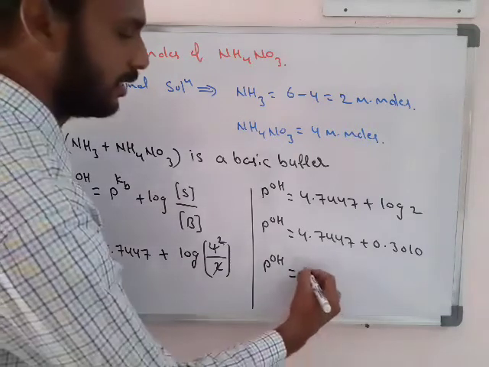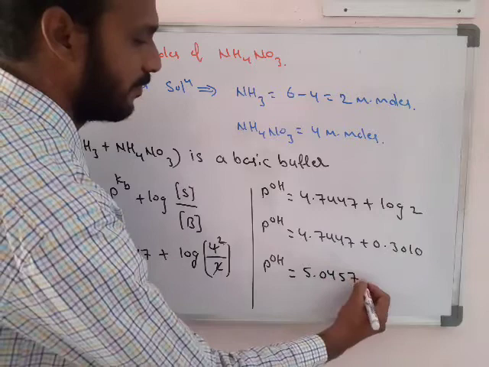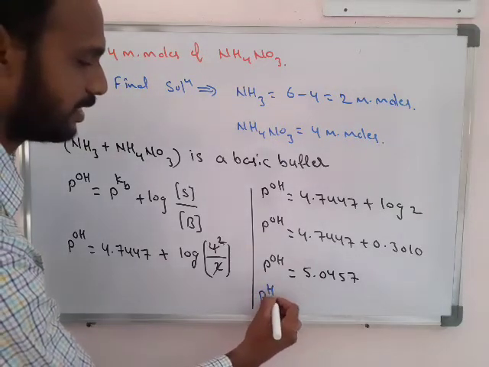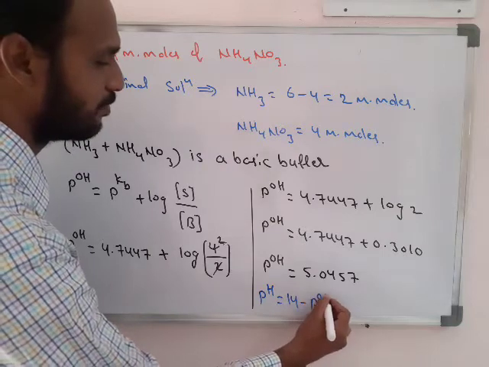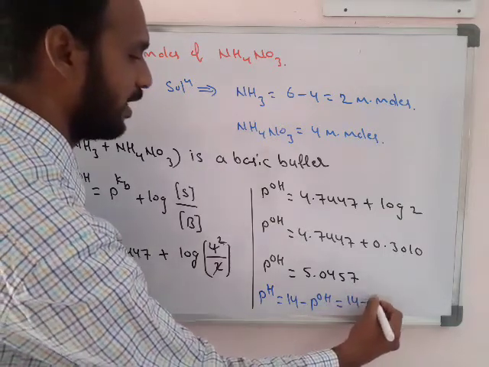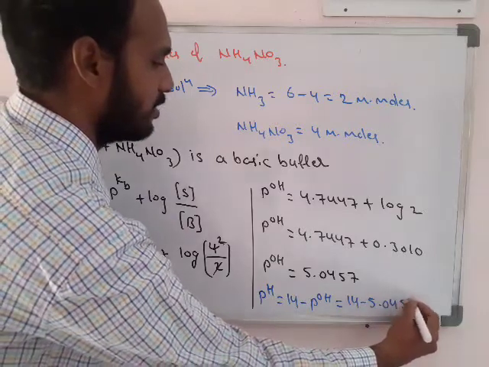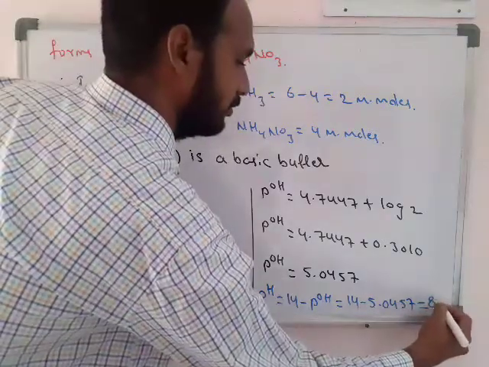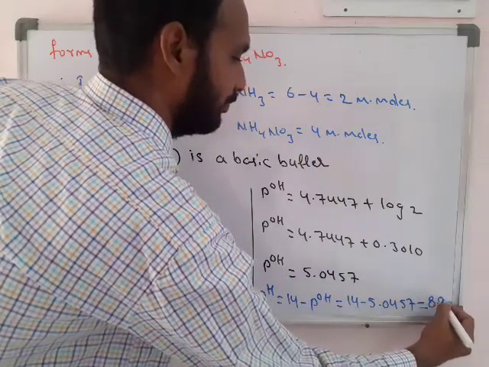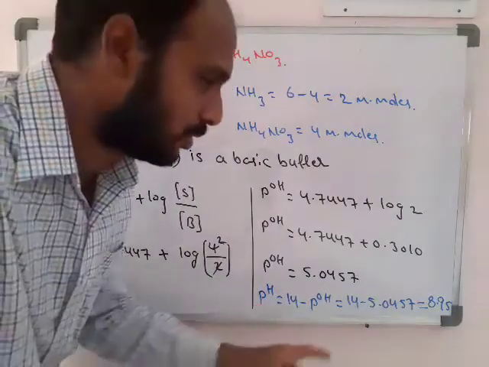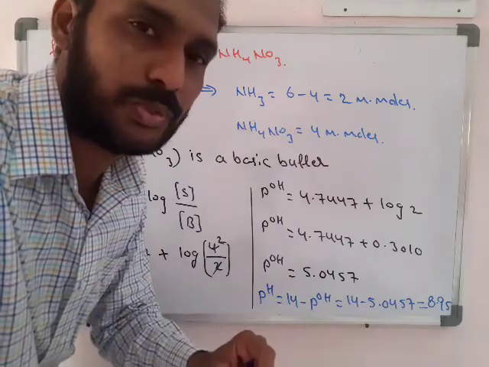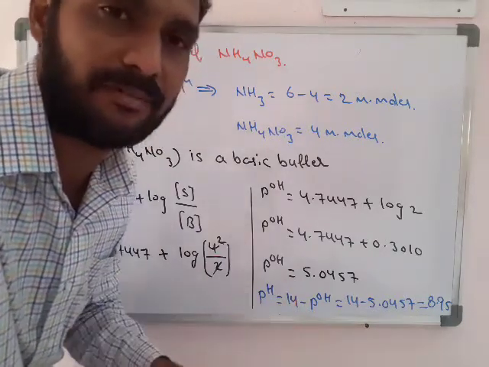So actually we have to get the pH. We know the relation between pH and pOH: pH is equal to 14 minus pOH. That is 14 minus 5.0457. So finally we got 8.95. So this is the final answer. The pH value of the final mixture solution, where we got it, is a basic buffer.